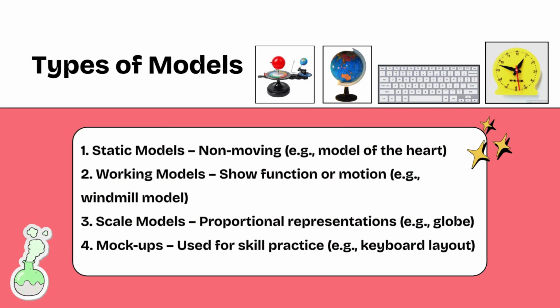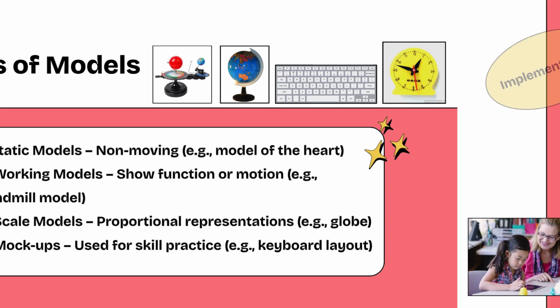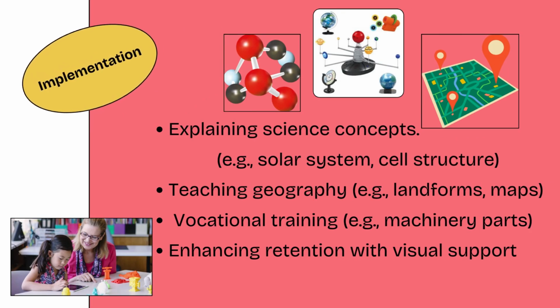1. Static models, non-moving. Example, a model of the human heart. 2. Working models, show motion or function. Example, a windmill model. 3. Scale models, proportional representations. Example, a globe. 4. Mock-ups, used for skill practice. Example, a keyboard layout. How are models used in classrooms?